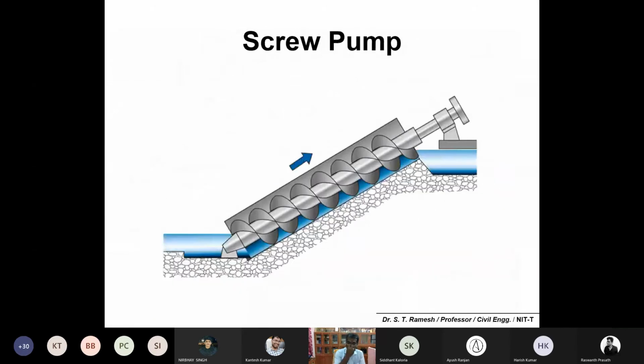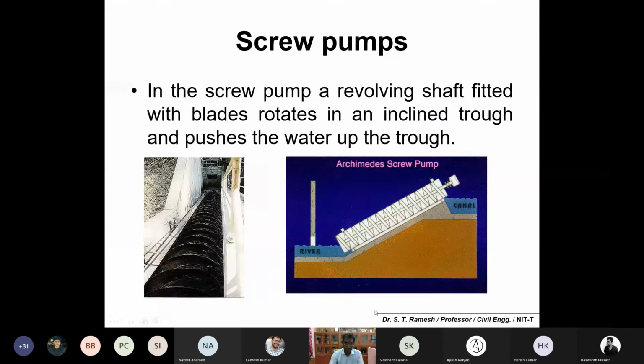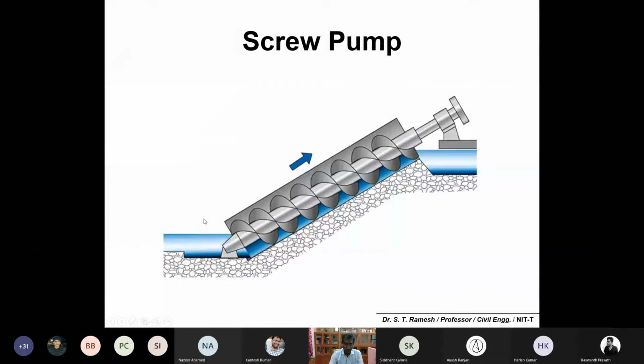It is not for water, but in some cases they may use it to pump sludges from water treatment plants and also wastewater pumping. They may use a screw pump. This also we discussed. And this screw pump consists of a revolving shaft fitted with blades that rotates in an inclined trough and pushes the water up the trough, something like this. You could understand better now.